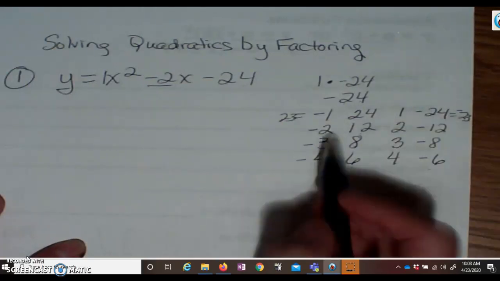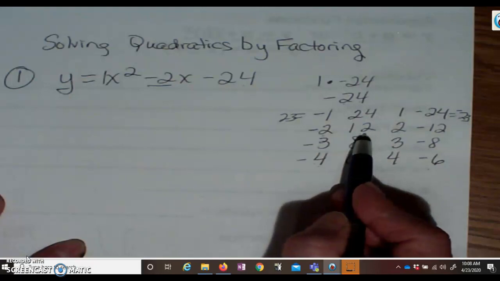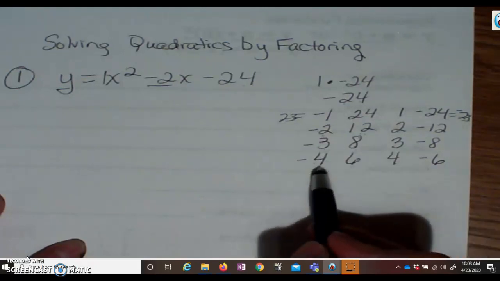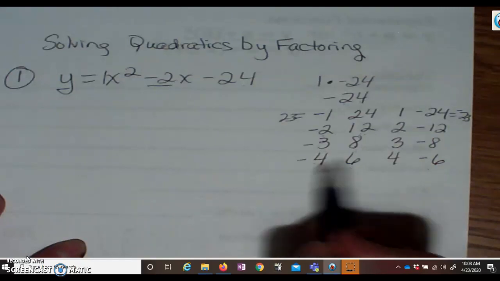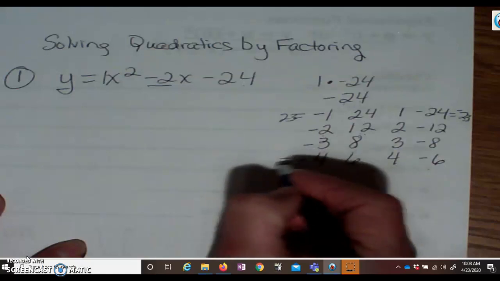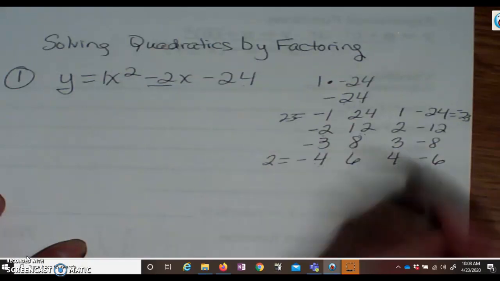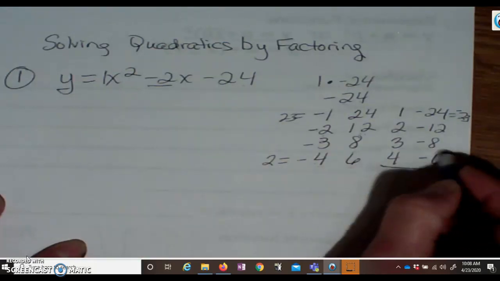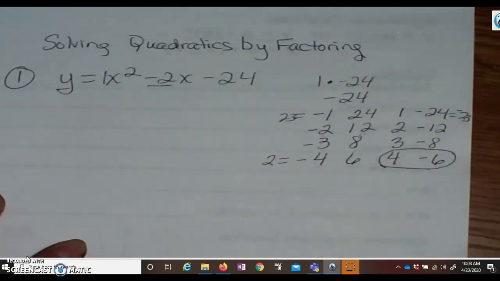All right, so 2 and 12, that's a 10, that's too big. 3 and 8, that's a 5. Okay, here we go, we got 4 and 6. Now if I do this one, a negative 4 and a positive 6, that together gives me a positive 2. I want a negative 2. So this pair right here would give me my negative 2.